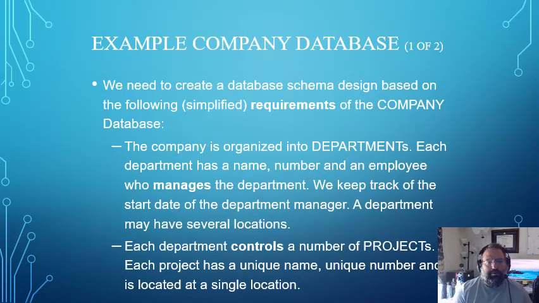So in this case, we're going to talk a little bit about an example company database. We need to create a database schema design based on the following very simplified set of requirements for a company. The company is organized into departments. So the things that are all uppercase are essentially entities that you want to be paying attention to. Each department has a name, so that's an attribute, number, and an employee who manages the department. So somebody is tasked with managing.